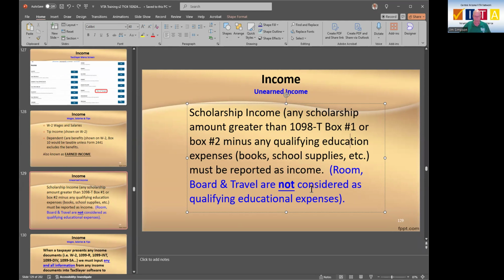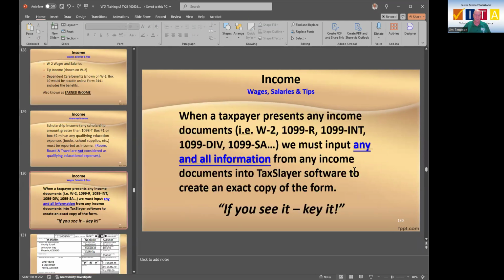Room and board and travel are not considered qualifying educational expenses. So we'll discuss that in detail when we get to education credits, okay?